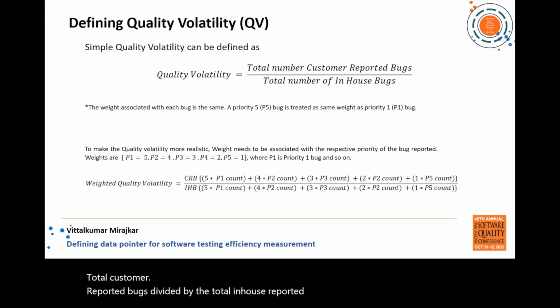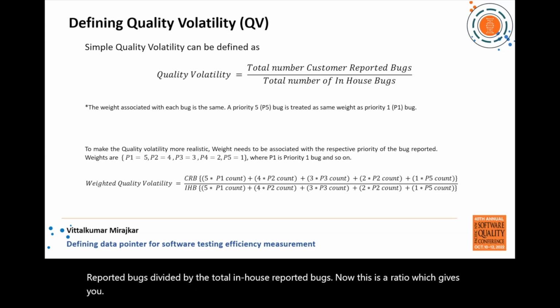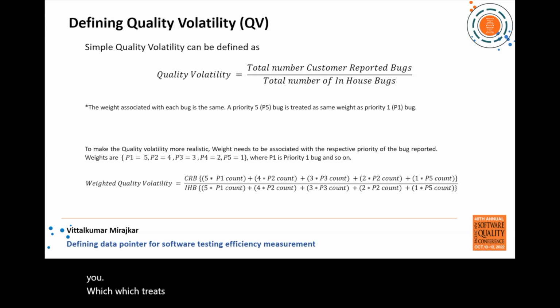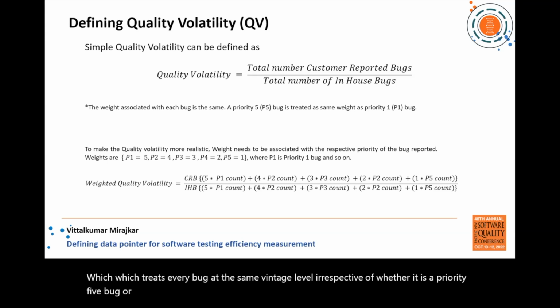Now, this is a ratio which treats every bug at the same weightage level, irrespective of whether it is a priority 5 bug or a priority 1 bug. So it just looks at the overall count. It's a simple quality volatility measure that gives you a sense of direction of where it is heading.